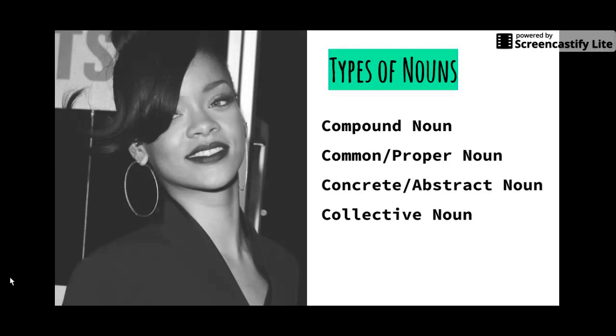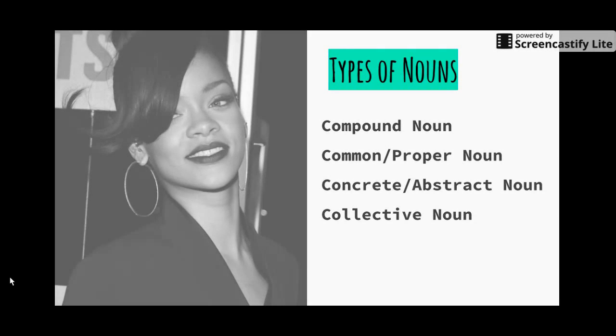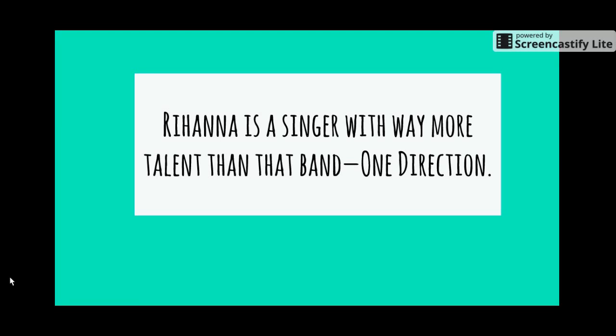So let's take a look at a sentence, and we're going to pull the nouns out, and then we're going to see where these nouns fall into the different categories. So here's an example sentence. Rihanna is a singer with way more talent than that band, One Direction.